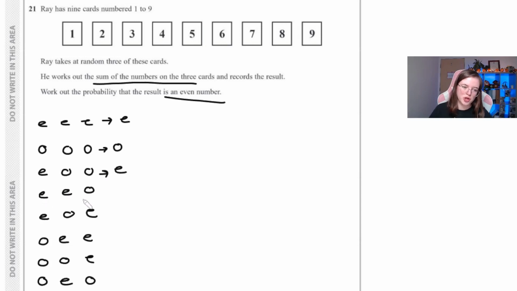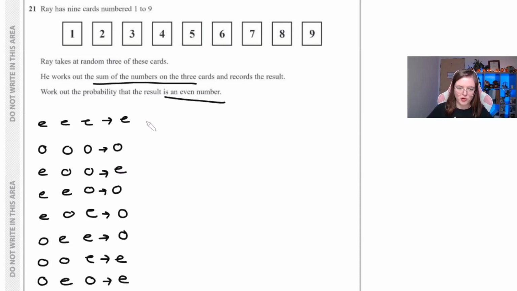And then 2 plus 2 plus 1 is odd. 2 plus 1 plus 2 is odd. 1 plus 2 plus 2 is odd. 1 plus 1 plus 2 is even. And then 1 plus 1 plus 2 is even. So therefore we have 1, 2, 3, 4 options of picking an even number, right?